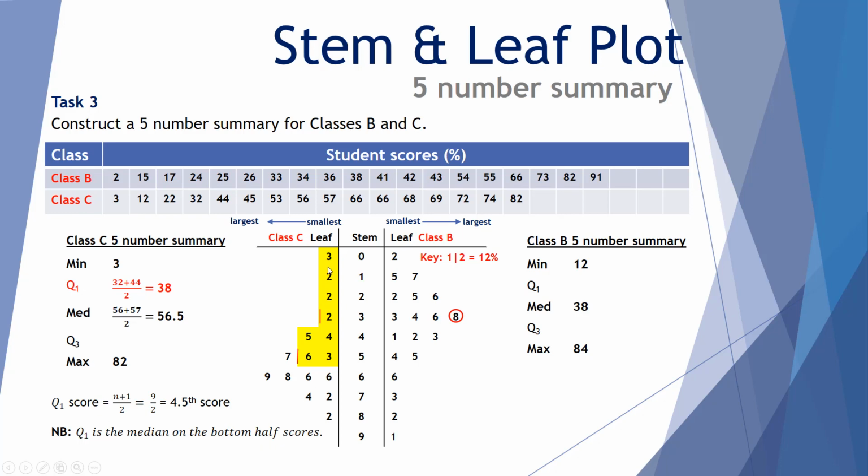So we've got 1, 2, 3, 4, 5, 6, 7, 8 bottom half scores. 8 plus 1 is 9 divided by 2 is the 4.5 score. So that means our median is between the 4th and the 5th score. So 1, 2, 3, 4.